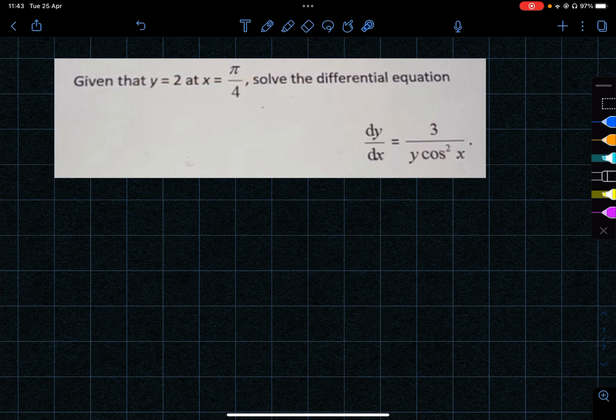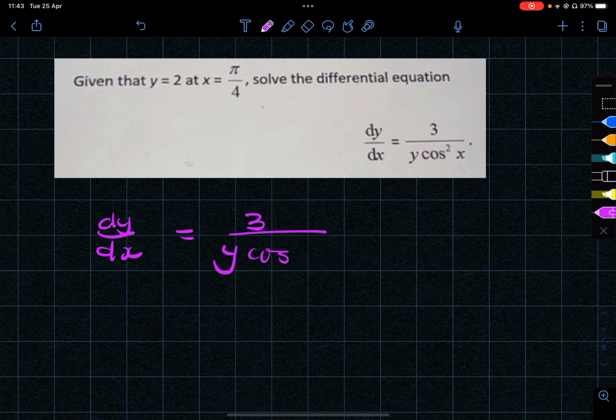Let's deal with this. So you have dy over dx equals 3 over y cosine squared x. Now the only way to get rid of dy or dx and convert it to y or x is through integration. But to integrate, we need the variable y alongside dy, and we want the dx alongside x. And dx has to be in the numerator. It can't be in the denominator.